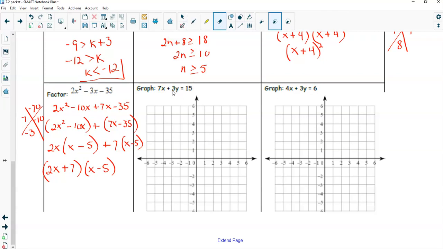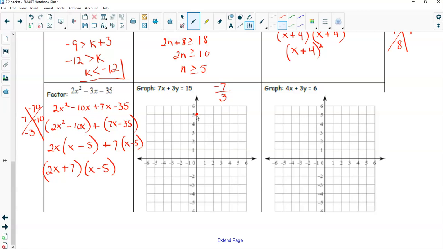So how about 15 divided by 3? Well, 15 divided by 3, that will give me the y-intercept, you see? So I'm going to use that one. 15 divided by 3, that's 5. So 5 is my y-intercept. So here's my y-intercept. My slope would be the opposite of A divided by B. The opposite of A is negative 7 divided by 3. That's my slope.